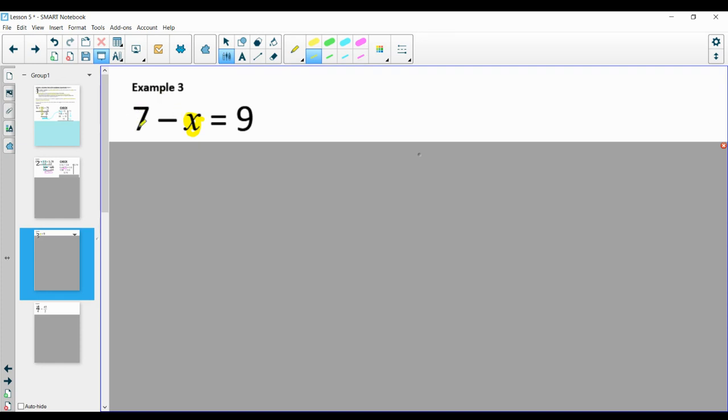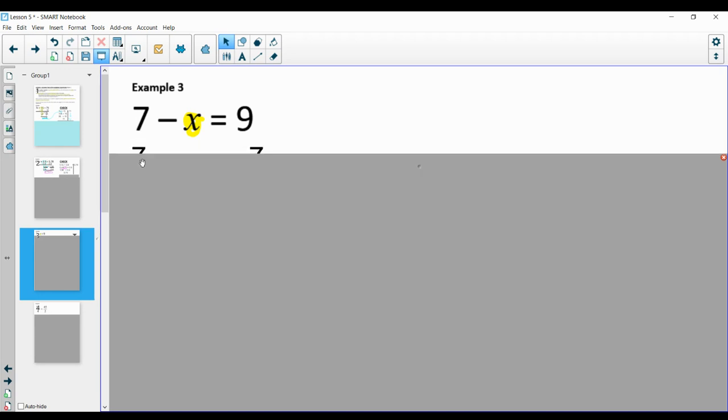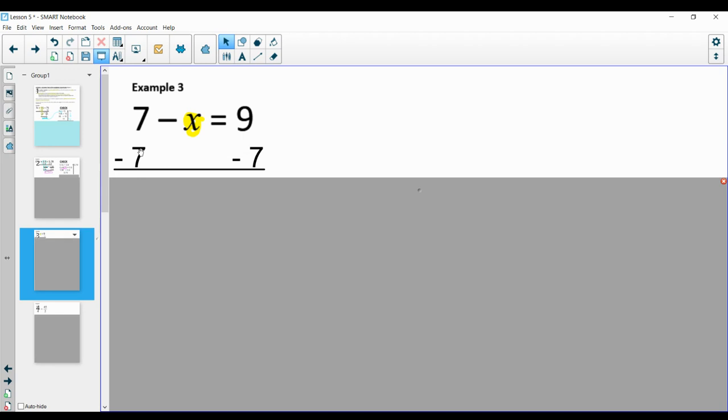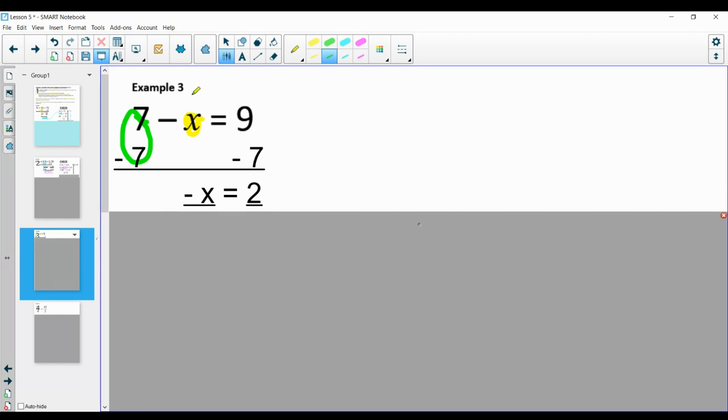So how do I get rid of the 7? If I add 7, then I'd have 7 plus 7, which is 14, so that doesn't work. So how am I going to get rid of this 7? Hope you agree that I'm going to subtract by 7. And if I subtract by 7 on the left side of my equation, I have to subtract by 7 on the right side. When I do that, once again, over here, 7 minus 7 is 0. So I'm left now with minus x equals 2.